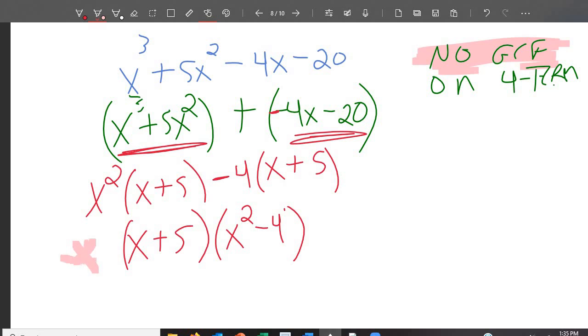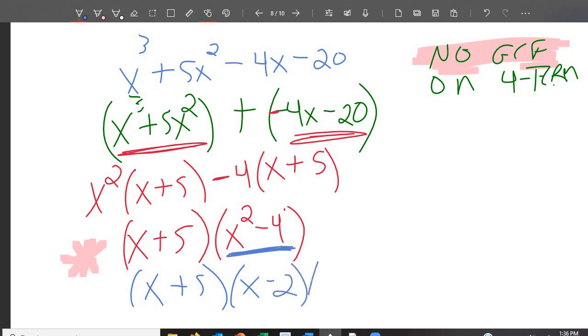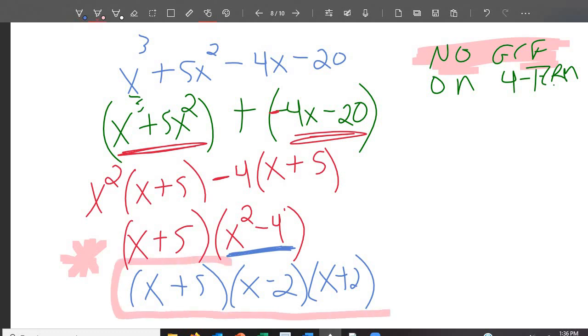Now I'm down at this step. I have to check my answer to see if it could possibly have a difference of 2 squares. And notice right here, this is a difference of 2 squares. So we can factor it one more time. This is the final answer.